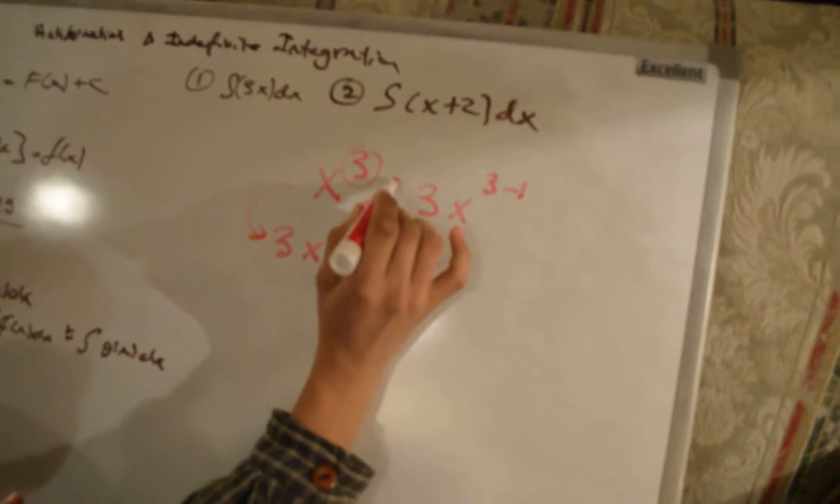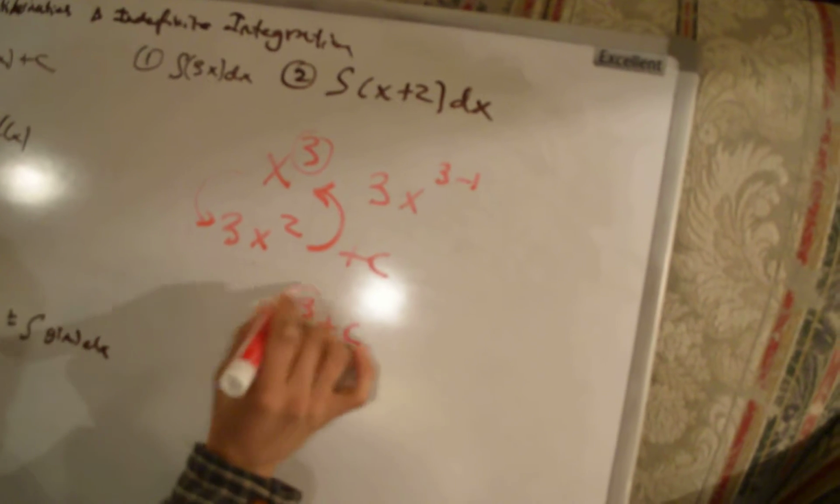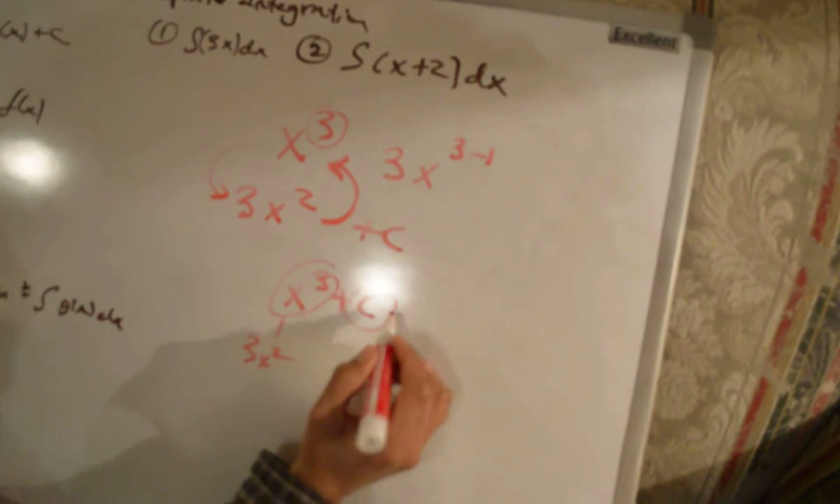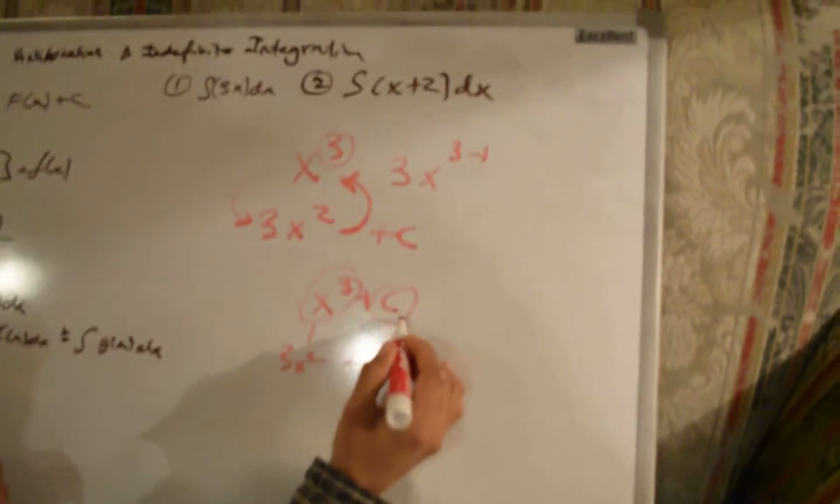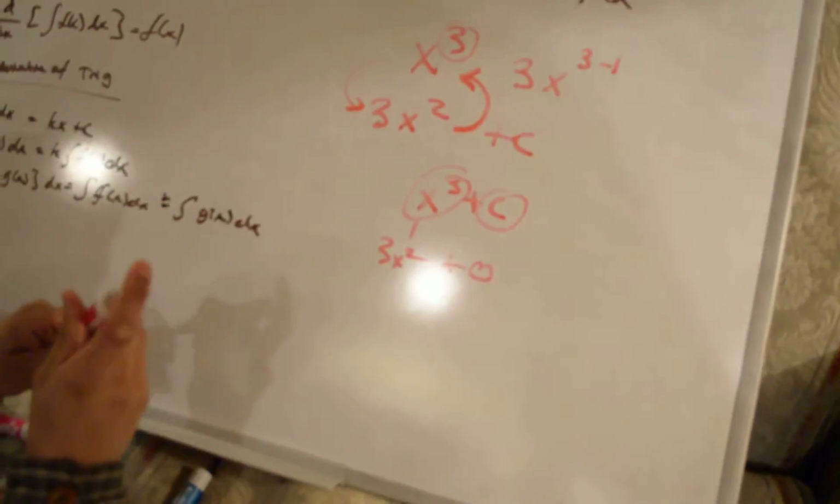Because if you were finding the derivative of x cubed plus c, this would become 3x squared. But the c, because it's a constant and it doesn't have an x, would just become 0. So you have to add the plus c because it could have any constant. So there could be so many functions to it.